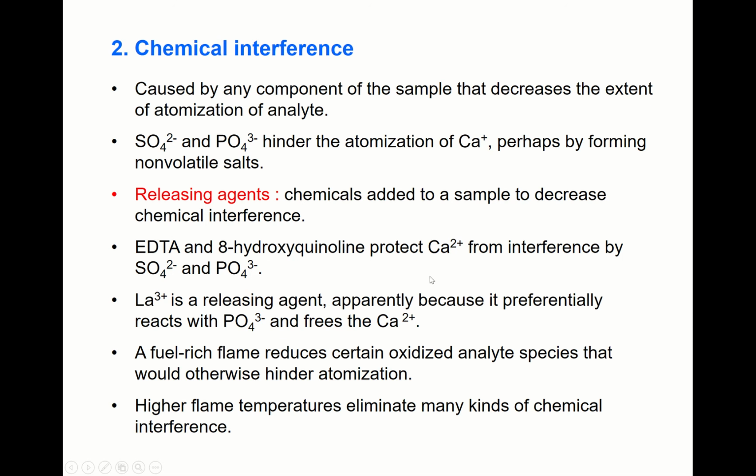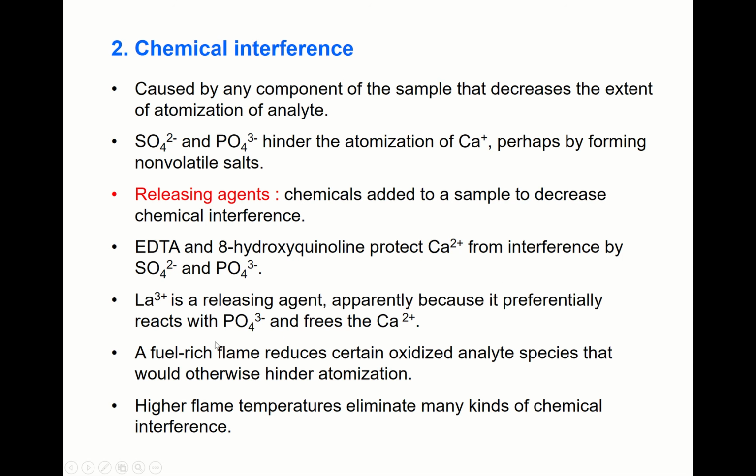Then at the elevated temperature, EDTA is removed, because this is all organic species. And then calcium ions become atoms. Atomization is more perfect in the presence of sulfate and phosphate. This is the chelation, chelating calcium ion with EDTA, which now avoids this chemical interference.